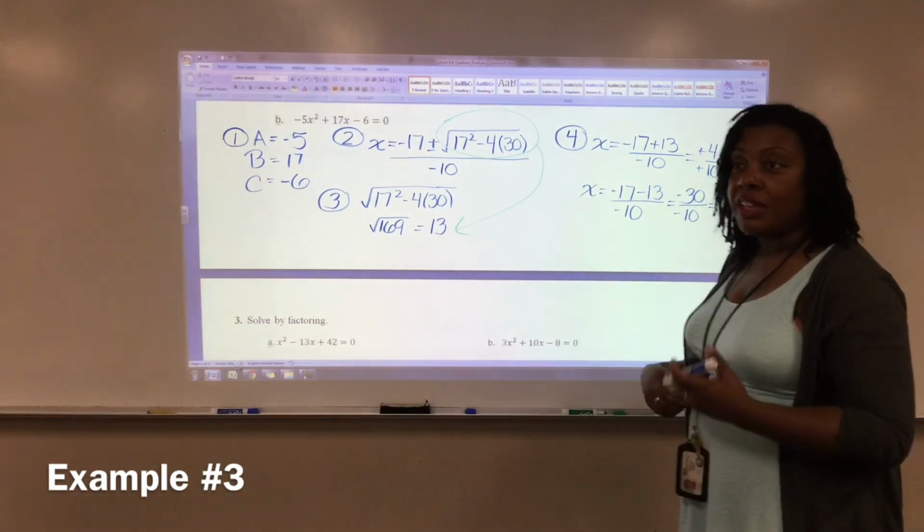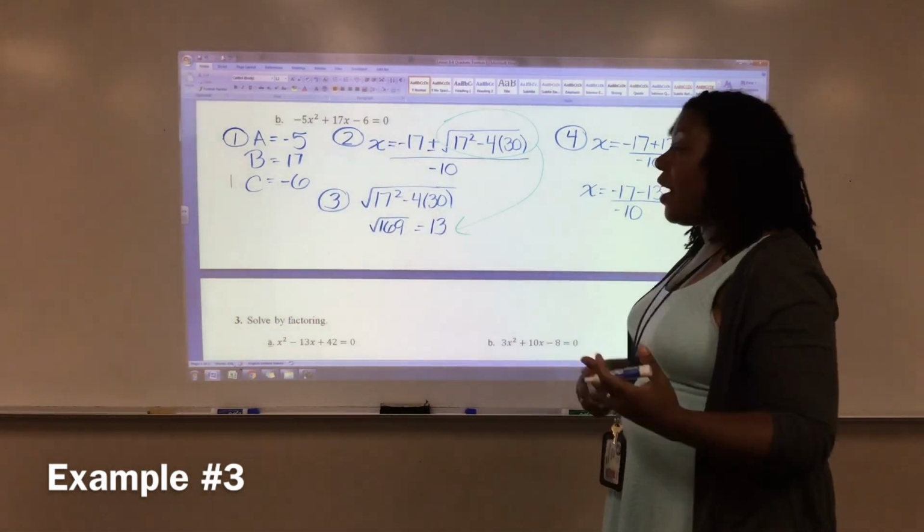So hopefully this helps, and you are now able to do the quadratic formula.